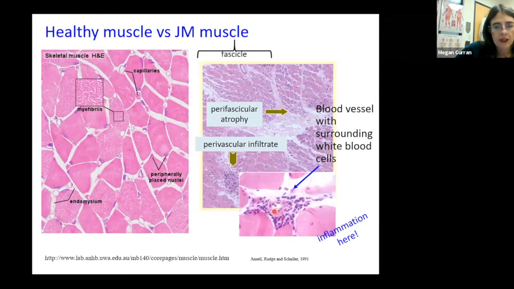And then you also see infiltrates, meaning places where white blood cells have left the blood vessels around the blood vessels. So this is the wall of a little tiny blood vessel, and all of these dark cells are white blood cells that have left the vascular system and are attacking in the muscles.